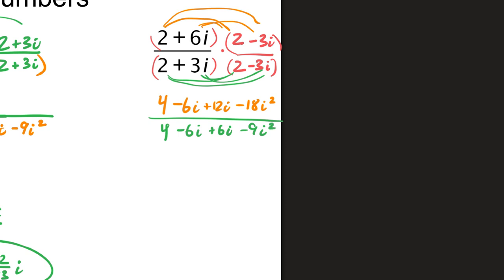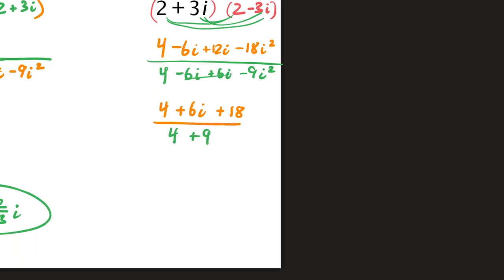All right, let's combine my like terms. So on the top, I got 4. Negative 6i plus 12i is plus 6i. I got that negative 18 times i squared. That's the same as plus 18, right? Because that i squared is negative 1. Trying to shortcut just a little bit of my work here. I'll have the 4. The negative 6i and the positive 6i cancel out. Minus 9i squared. Remember, that's negative 9 times negative 1, which will give me plus 9.